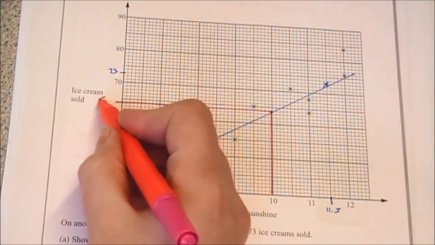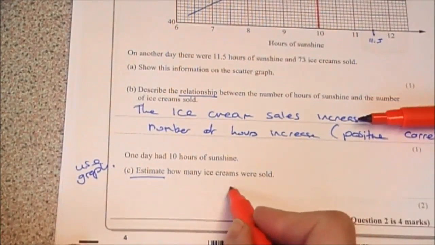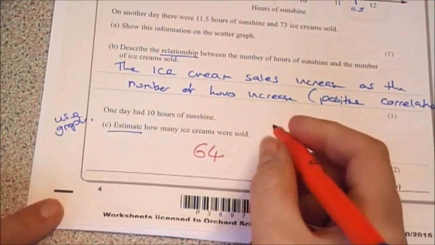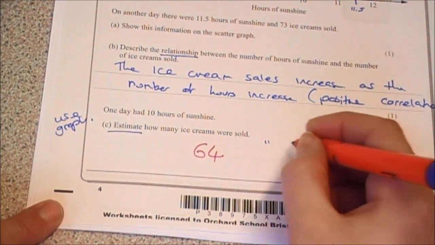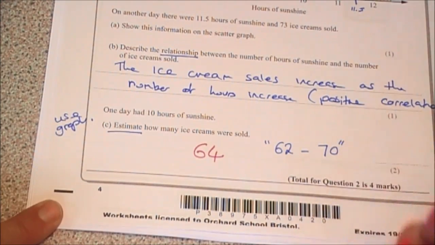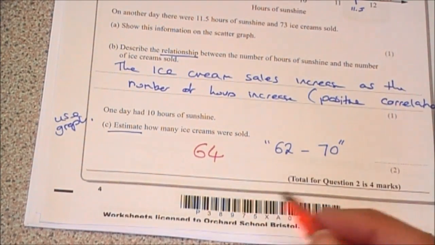So mine comes out as 64. So estimate how many ice creams were sold? 64. Now, on the mark scheme, because everyone's line of best fit is going to be different, they will accept 62 to 70. You will get 1 mark if your line of best fit is wrong and you've shown that you've managed to get your answer.